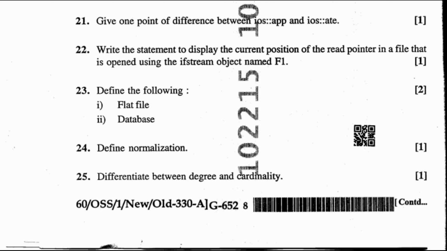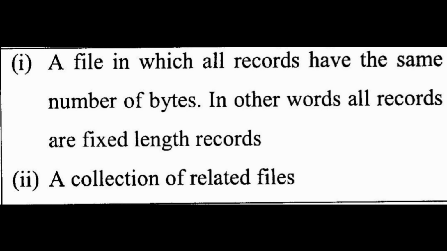Question 23. Define the following. 1. Flat file. 2. Database. Answer. Flat file: a file in which all records have the same number of bytes. In other words, all records are fixed length records. Database: a collection of related files.